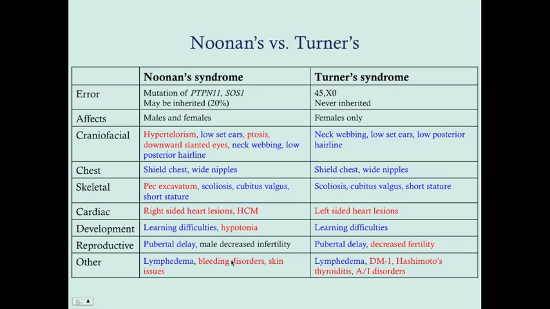Then with these other issues with Noonan syndrome, there's a tendency towards bleeding disorders as well as skin issues, dry skin. With Turner syndrome, you see more of these autoimmune issues like type 1 diabetes, Hashimoto's thyroiditis, as well as other autoimmune disorders. So lots of similarities, but some prominent differences, and you should remember those differences, particularly these cardiac differences.